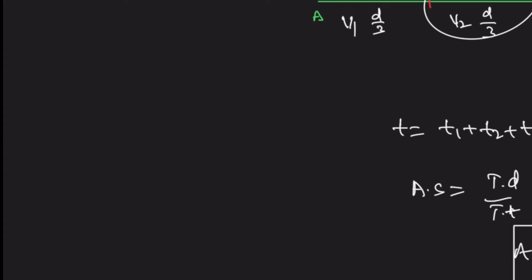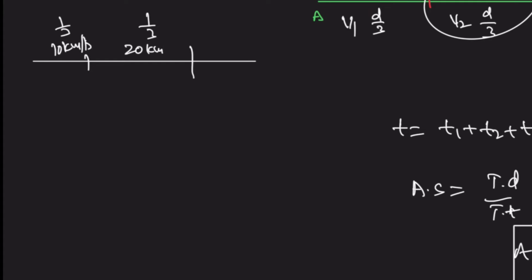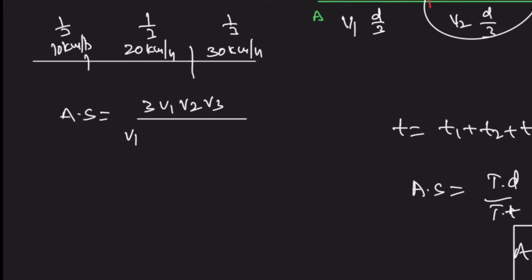First 1/3 distance is covered with the speed 10 km per hour. Next 1/3 distance is covered with 20 km per hour. Next 1/3 distance is covered with 30 km per hour. Now what is our speed? So what is our speed formula here? That is 3 V1 V2 V3 by V1 V2 plus V2 V3 plus V3 V1.